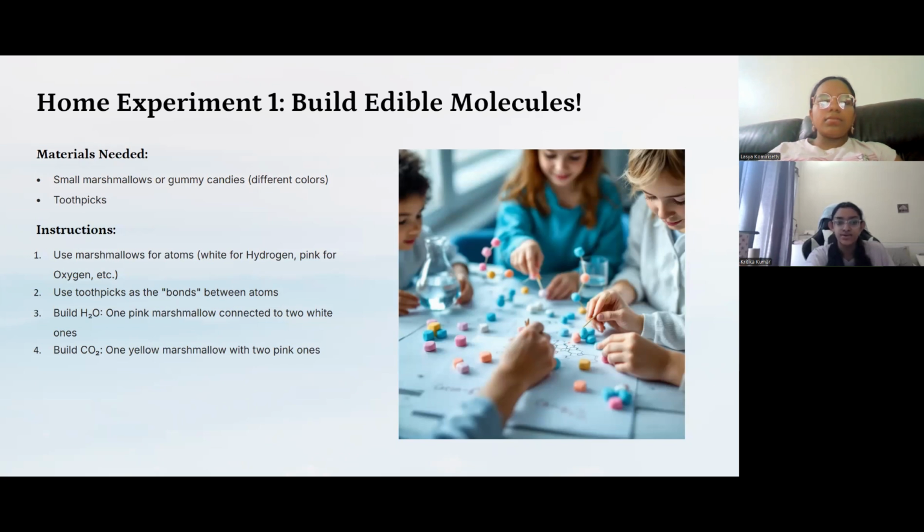Build H₂O. So in our example, we had pink for oxygen and white for hydrogen. So you'll have one pink marshmallow connected to two white ones. Then you can try building CO₂, where let's say C is going to be our yellow marshmallow, and then oxygen is going to be our pink. So we'll have one yellow marshmallow with two pink ones. And we know it's going to be single bonds because we learned about this earlier.